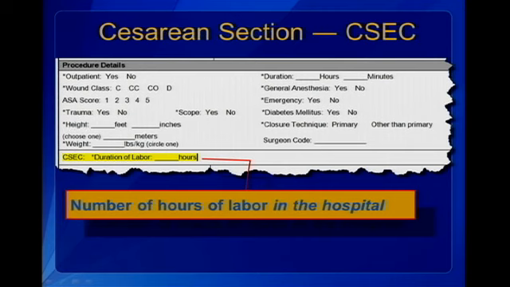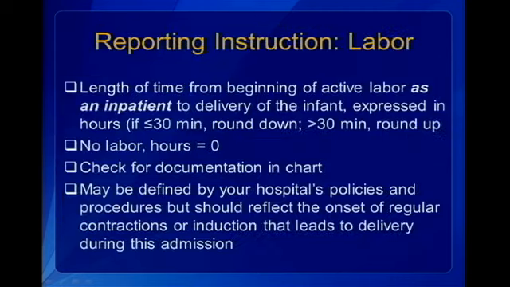For C-section, you're going to need to put in the number of hours they were in labor in the hospital: the length of time from the beginning of active labor as an inpatient to delivery of the infant, expressed in hours. If it's less than 30, round down, greater than 30, round up. If there's no hours of labor, like a planned elective C-section, it's 0 hours. You just need to check for documentation in the chart. This can be defined as active labor however your hospital policy defines it. We don't micromanage this data field, but it is something you'll need to know.